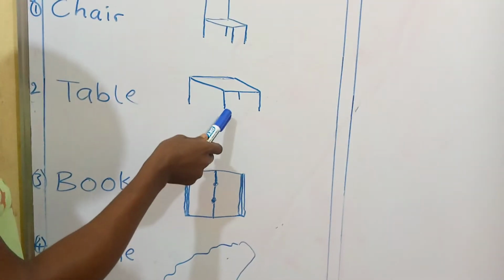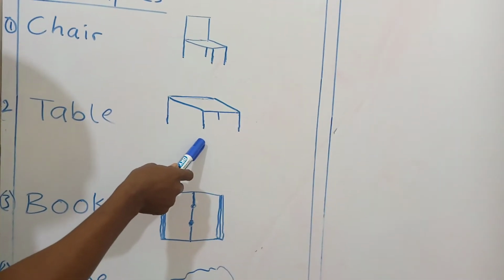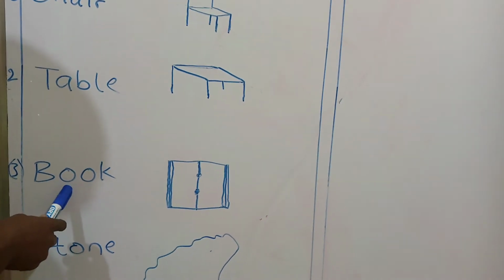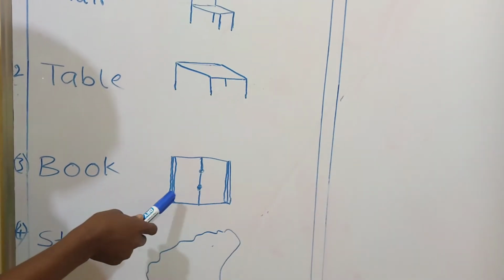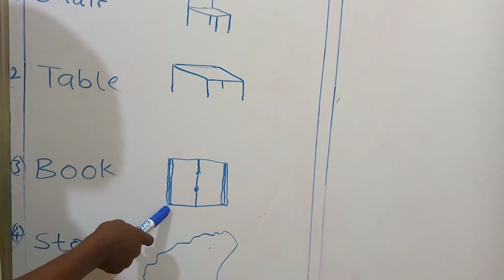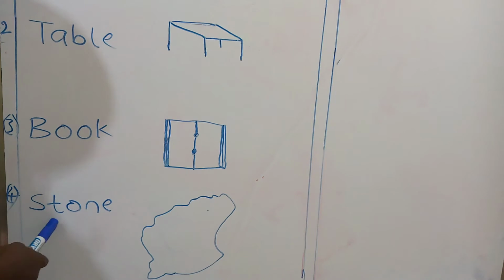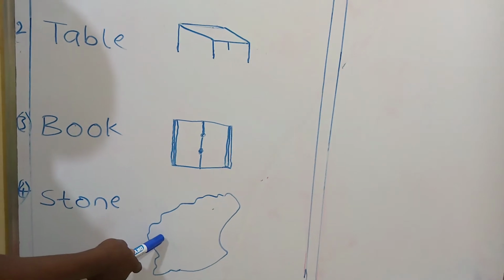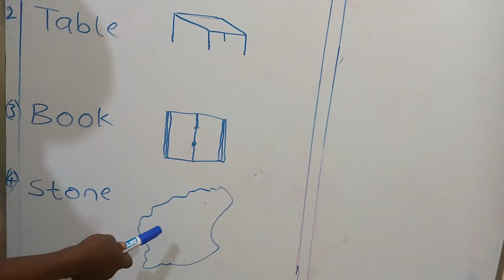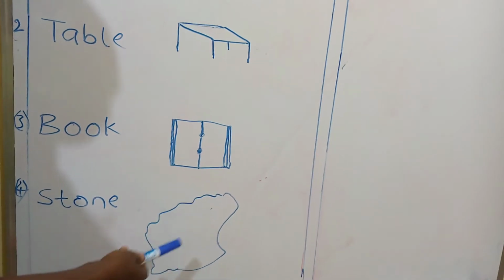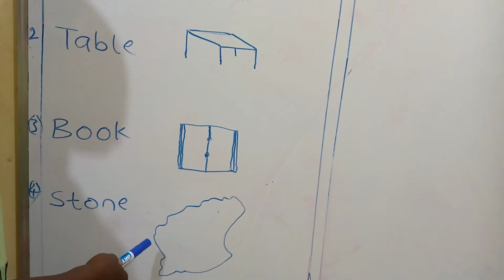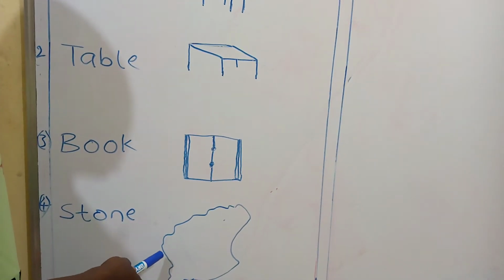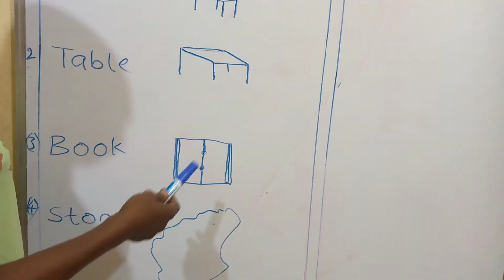Number two, table. It is a non-living thing. Have you seen the picture of a table? I believe you know. Number three, book. Look at your book. Your exercise book is a non-living thing. Number four, stone. Look at the stone here. That stone outside your compound is a non-living thing. The stone does not walk, cannot move, cannot eat, cannot do anything, does not breathe. Does a stone breathe? No, it can't, because it is a non-living thing.